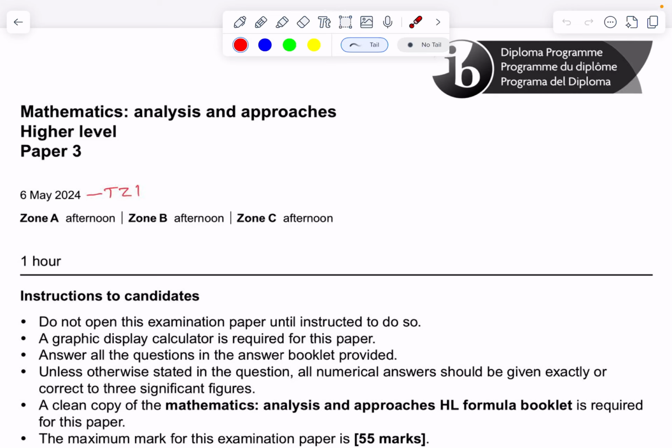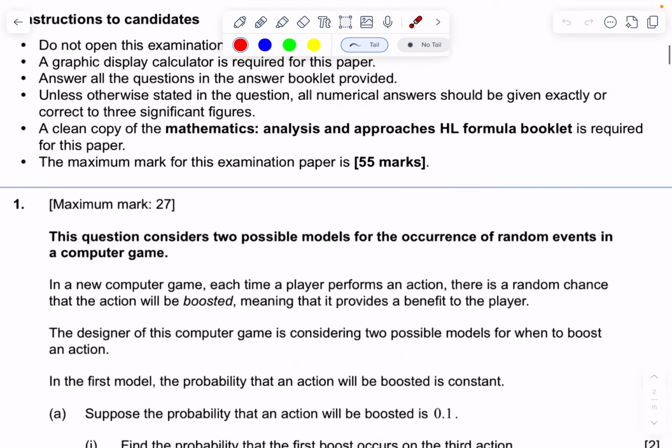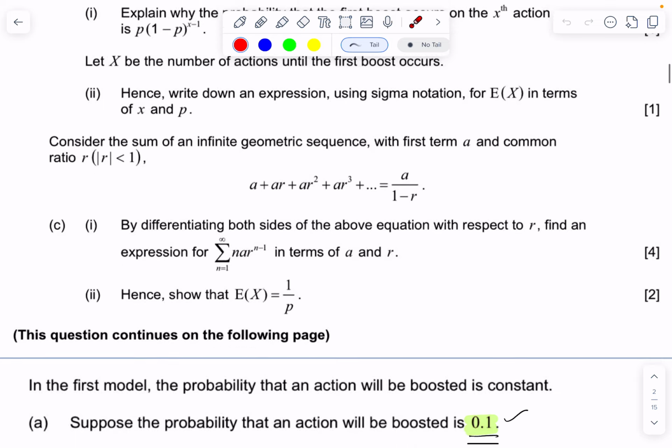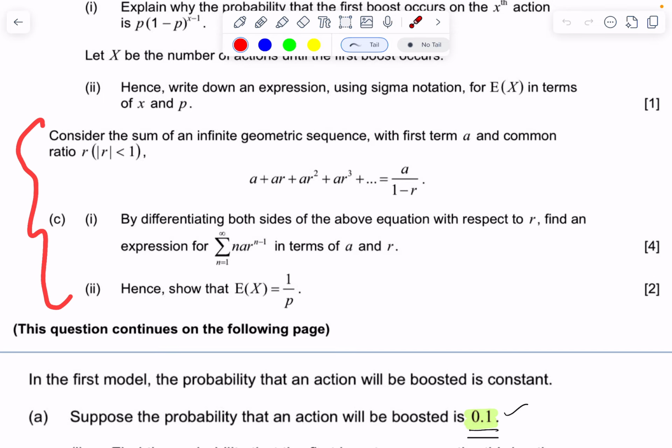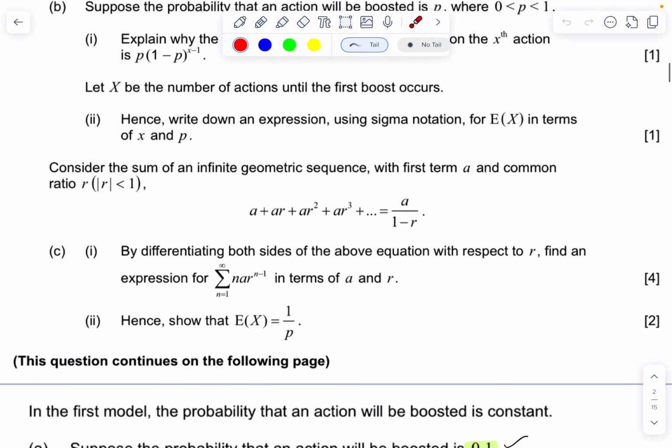Hello students, today I am going to explain to you part 2 of this question, where I am going to explain the C part completely. Yesterday we did part A and part B.